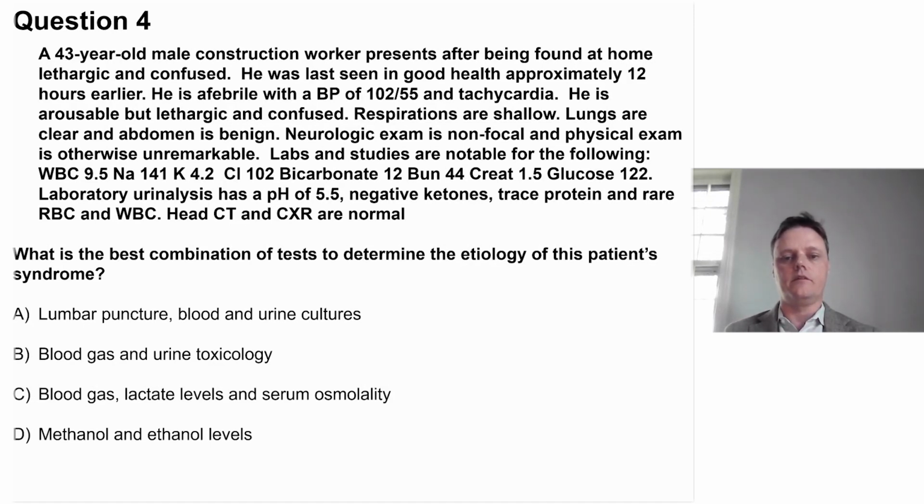His labs and studies are notable for the following: normal white cell count, sodium 141, potassium 4.2, chloride 102, bicarbonate 12, implying a pretty elevated anion gap. His BUN is 44, his creatinine is 1.5, his glucose is 122. His urinalysis has a pH of 5.5, negative ketones, trace proteins, and rare red cells and white cells. Head CT and chest X-ray are normal.